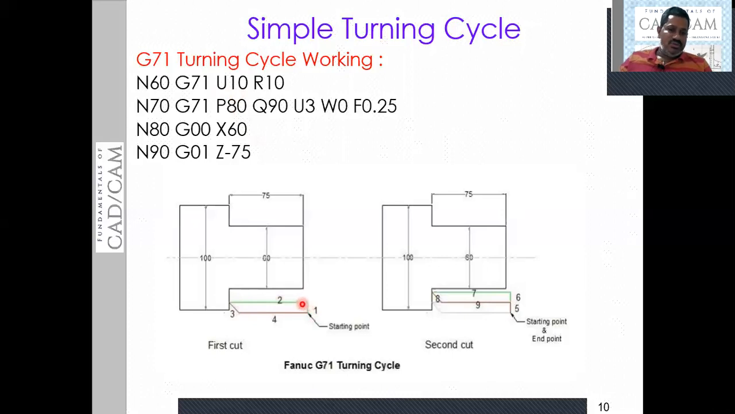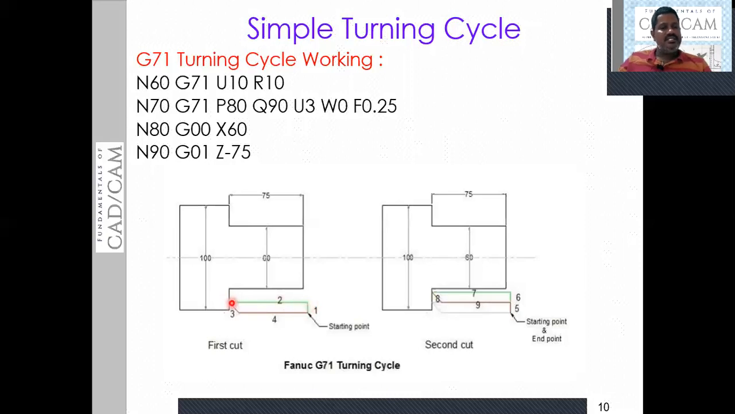Then again it will move 75 millimeters in a linear path. So linearly, the cutting action takes place up to the 75 mm length. So, okay, this two path is from here to here.